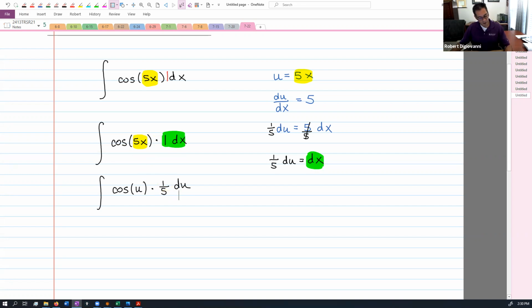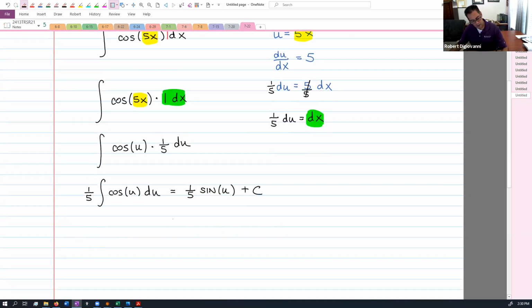The 1/5 is a constant. I'm going to bring it out. And now that is something we should be able to do. The antiderivative of cosine of u is just sine of u plus a constant. But don't forget, we have the 1/5 out front. So 1/5 sine of u plus our constant of integration. And now replace u with 5x.